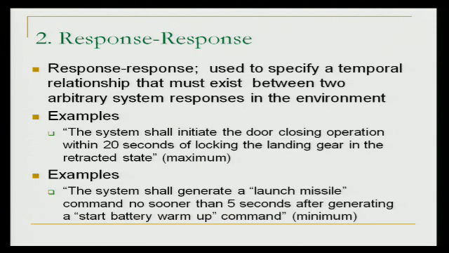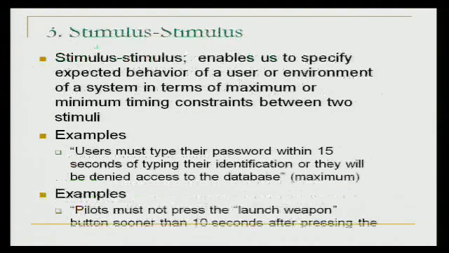And then the other one is again a minimum constraint. I have to generate this launch missile command no sooner than 5 seconds after generating a start battery warm-up. So what's the first response? It's a command to start the battery warm-up. And then what do I have to do? I have to wait at least 5 seconds and then send another output or signal that does this launch missile thing. So again, you see the difference. One, I have to do it within a certain time. One, I have to wait before I do something, okay? Okay, next.